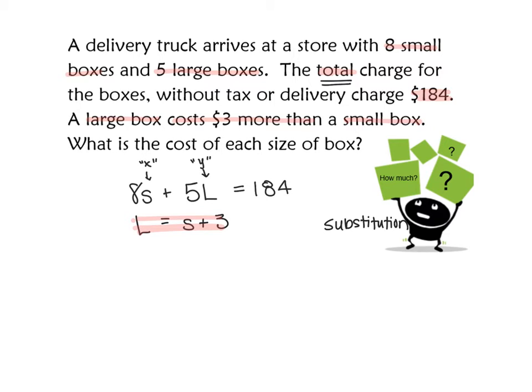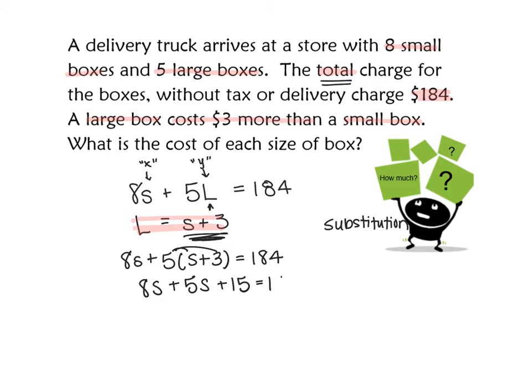So again, we have to do substitution by hand. I'm going to take this S plus 3 and plug it in where this L is. And remember, when we plug things in, we want to put them in parentheses. And that tells me right here that I need to distribute. Then I can combine my like terms. And so I have 8S plus 5S, which gives me 13S.